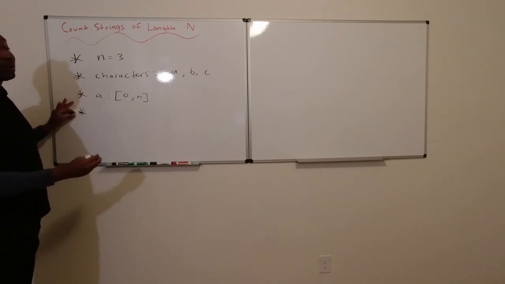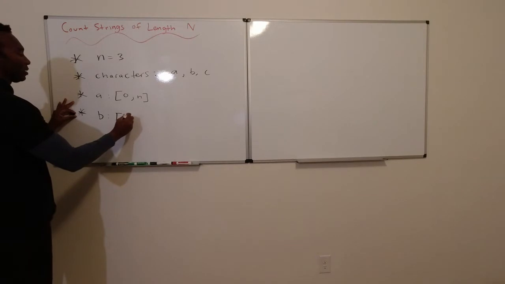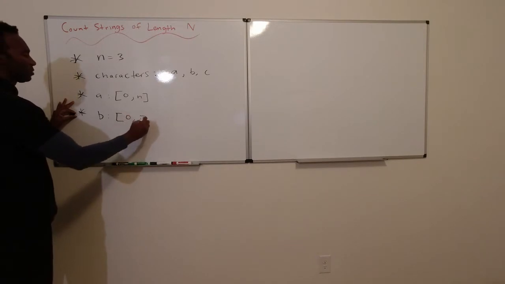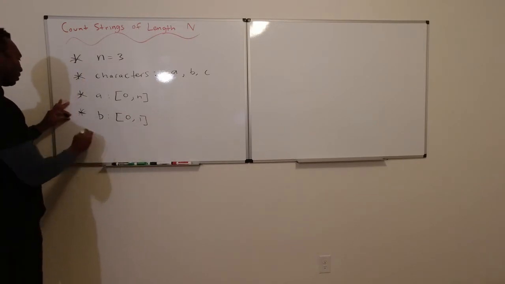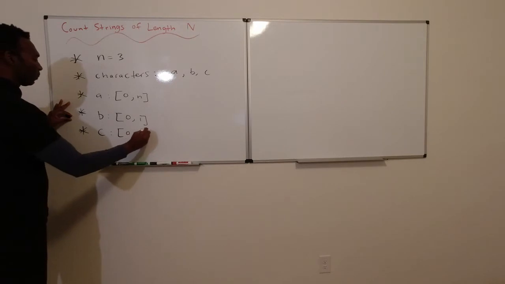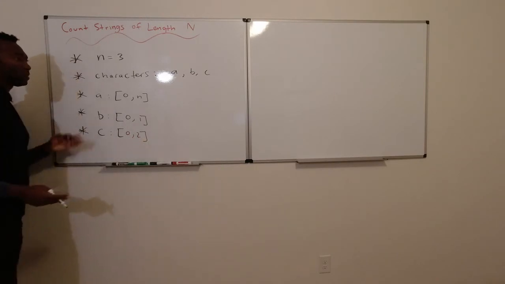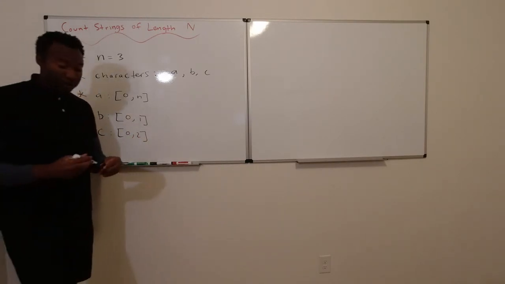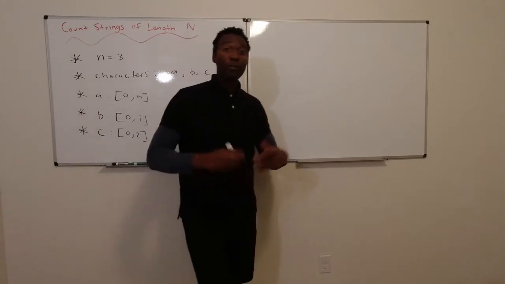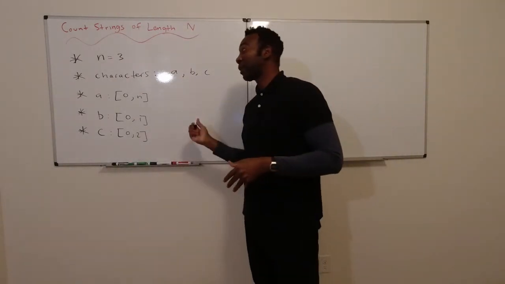Another restriction is that we have B, which can be between 0 and 1. Then we have C, which can be between 0 and 2. I'm including 0, of course, just like I included 0 here, and then I include 2 as well. So these are the particular restrictions that we have in this problem. I'll guide you in solving this really cool problem, and you guys will have a lot of fun.